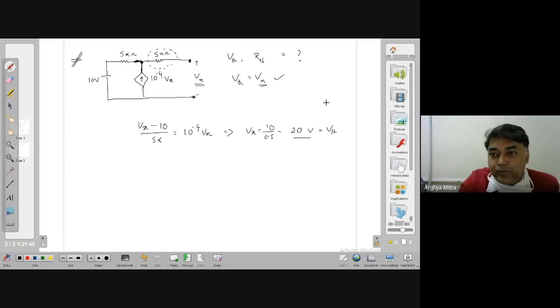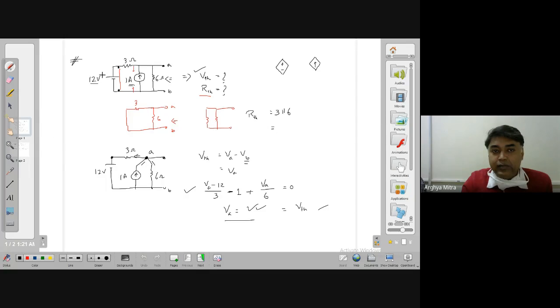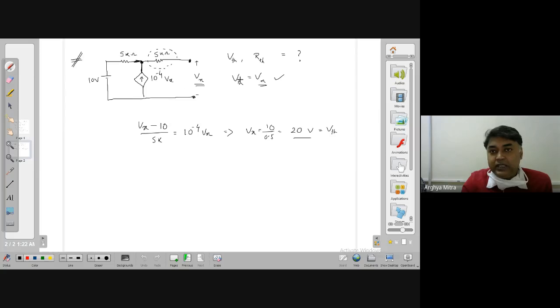Okay. Now you go with this option. If you find out that only one option is having 20 volt as the value of VTH, then you need not find out what is RTH, because half of the question is solved, right? Because if there is a dependent source, then the usual way of neglecting the sources while finding out RTH is not so easy. That's why I didn't start with finding out RTH here, right? So whenever there is a dependent source, it becomes pretty difficult to find out the equivalent impedance or equivalent resistance.